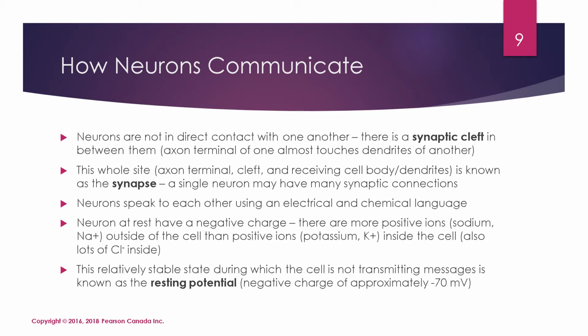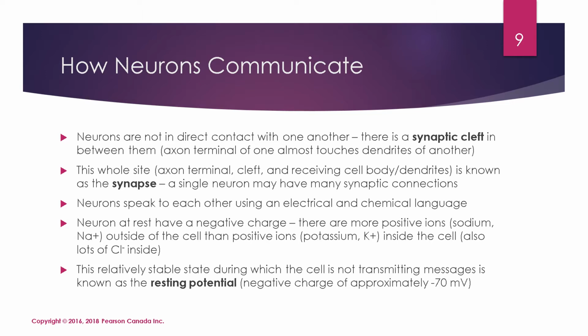So neurons at rest have a negative charge. And again, you don't need to memorize all these things, but there are more positive ions, so things like sodium, that have a positive charge outside of the cell than positive ions, for example, potassium, inside of the cell. And there's also a lot of chlorine inside of the cell, which is a negative ion. So basically what this accomplishes is that the overall charge of the inside of the cell is negative relative to the outside of the cell. And so this relatively stable state during which the cell is not transmitting messages is known as resting potential.